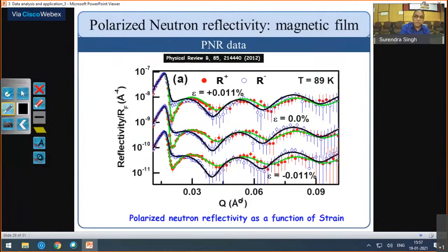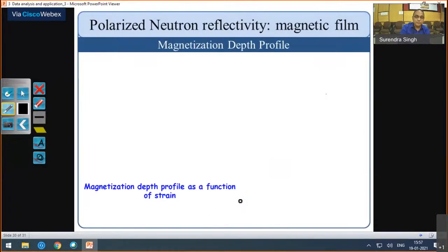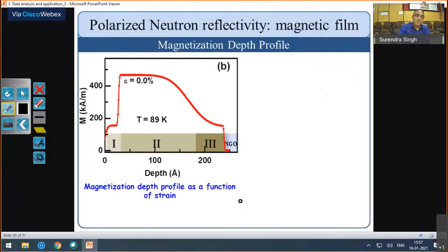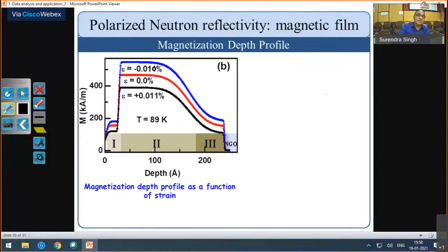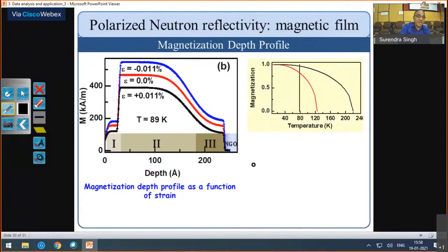And what information we have got from this reflectivity pattern is the magnetization depth profile of our film. This is the LPCMO film. At the interfaces, we got lower magnetization. This is the middle of the film, and this is the substrate side. This is when there is no strain. Then this is when there is a compressive strain, where we got higher magnetization, and this is when there is a tensile strain, where we got lower magnetization. So it clearly says there is a coupling of strain and magnetization in these films, and this has been done simultaneously at the polarized reflectometer instrument.